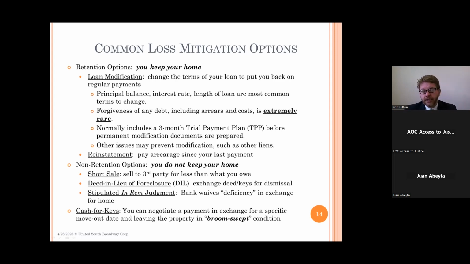Part of the non-retention options usually involves some sort of cash for keys agreement, where the bank pays the borrower a nominal sum, somewhere between $1,500 and $3,000 is standard. These days with higher rents, you're probably going to be asking for more. Whether that happens depends on the situation and the bank. But essentially, you're saying, if you give me a little bit of money to help me move, I promise to make sure that I leave the house in good condition when you take it over. And there's usually an agreed move out date involved in that as well.